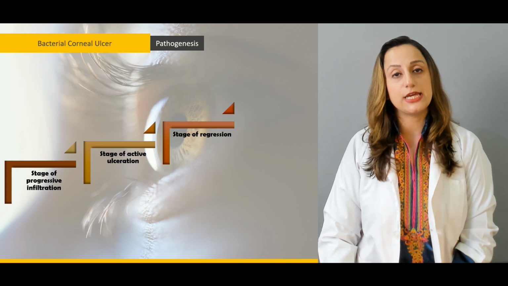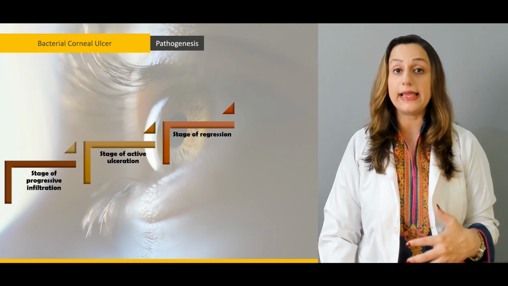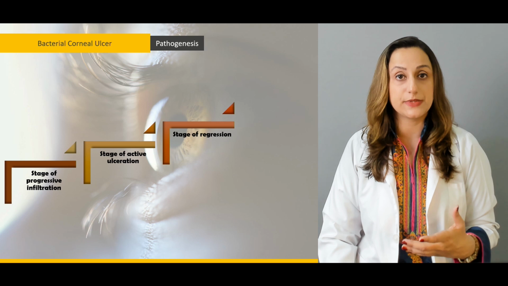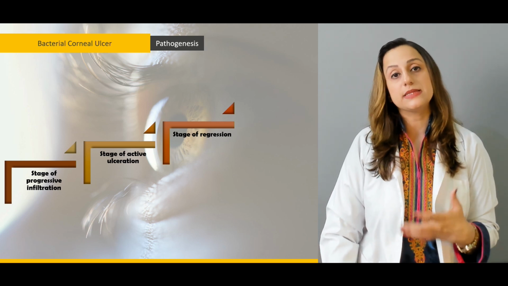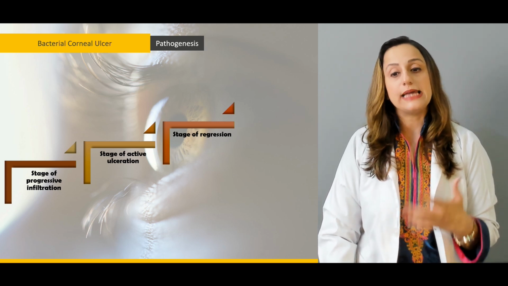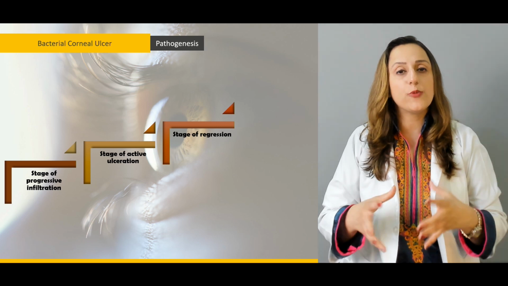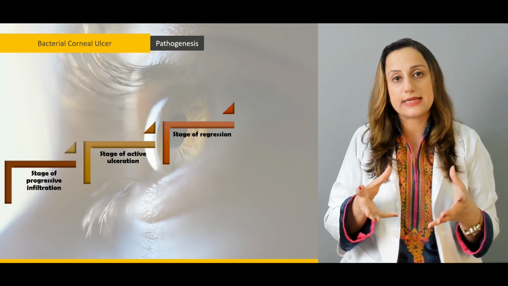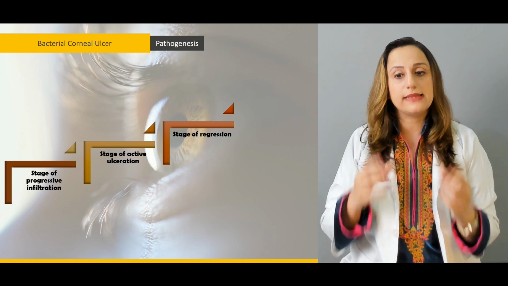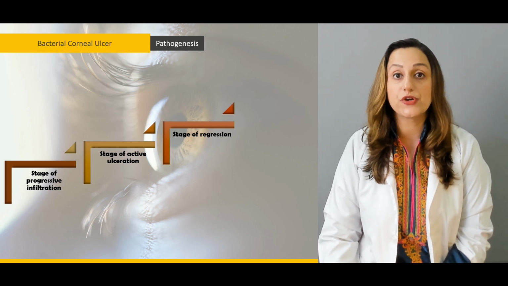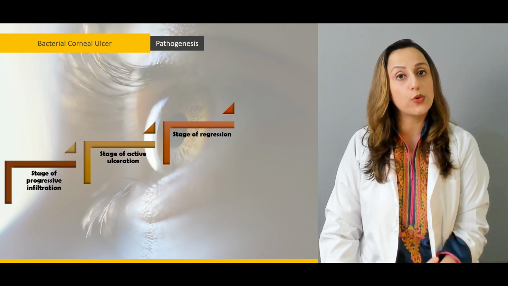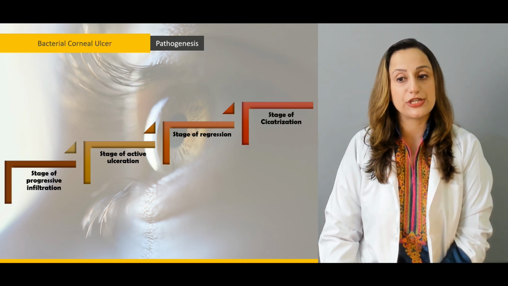Finally, there would be a stage of regression. If the stromal elements are not involved in this particular case, or the Descemet's membrane is not involved, that would give way to a self-healing process that starts on, and that would be the stage of regression. The healing is basically known as the stage of regression.